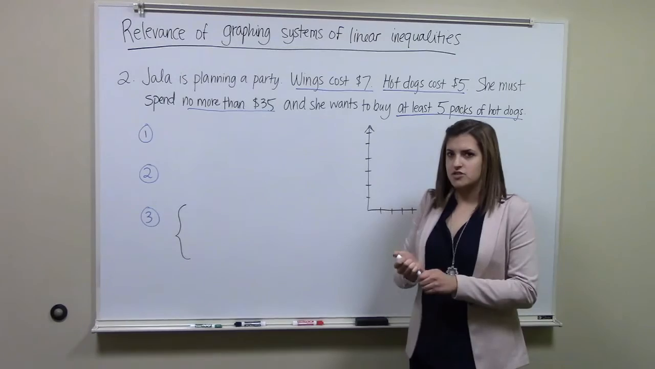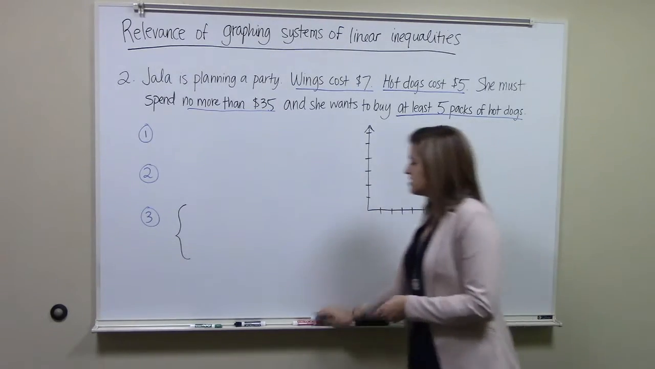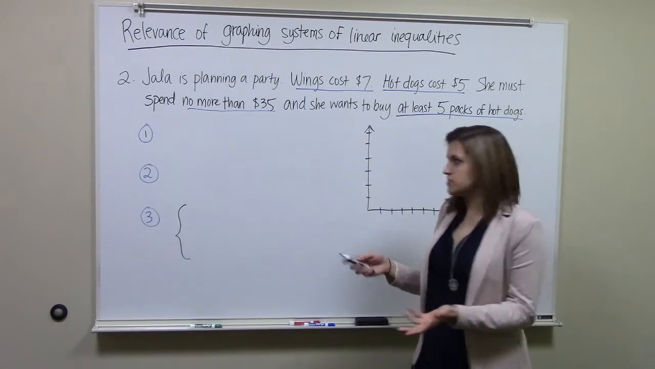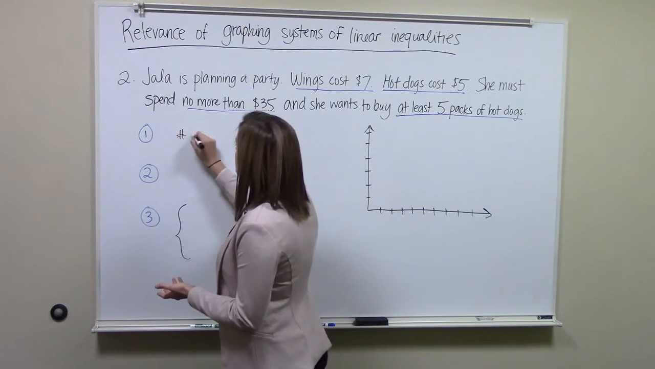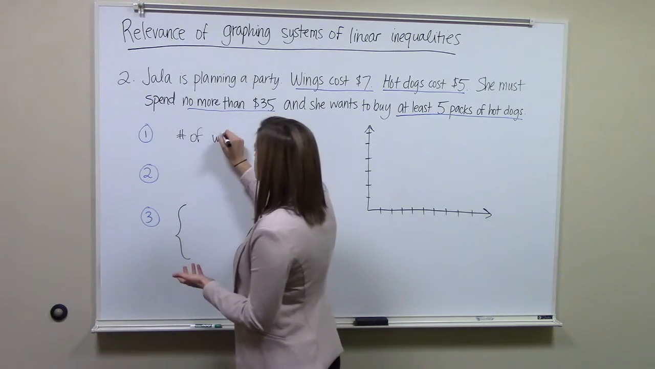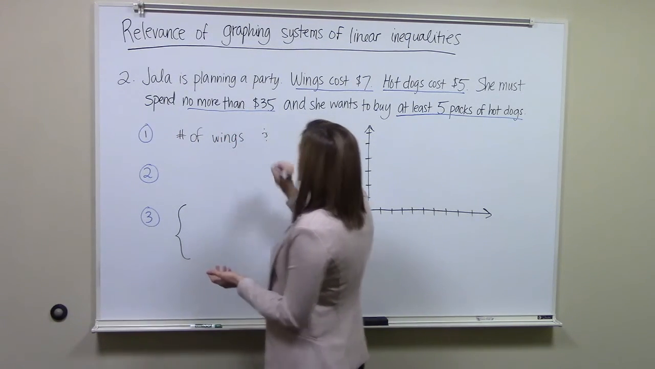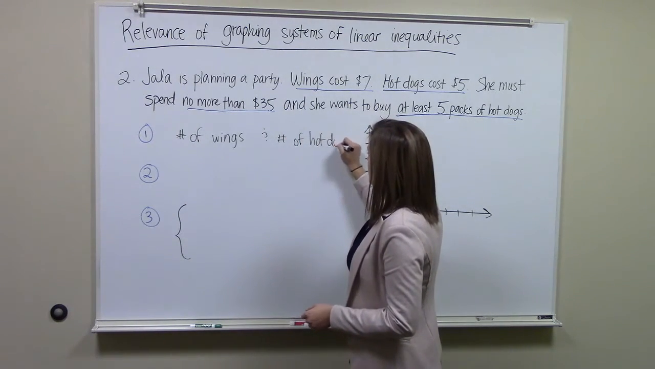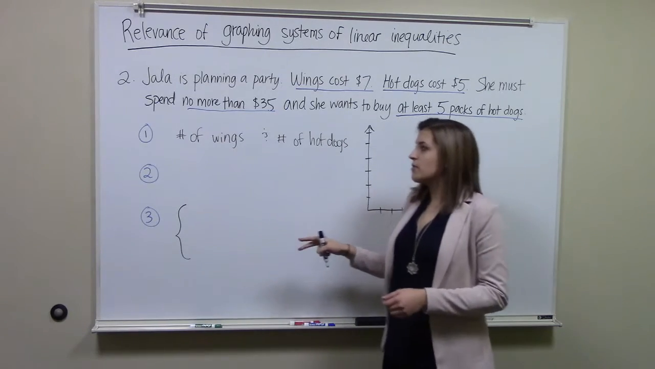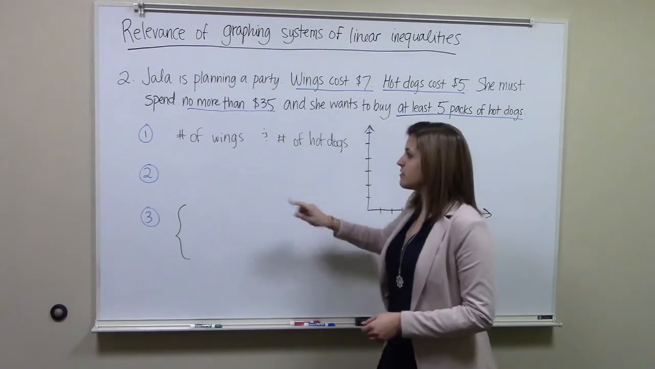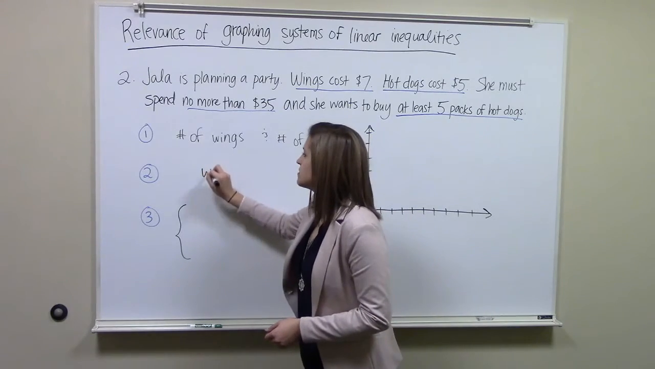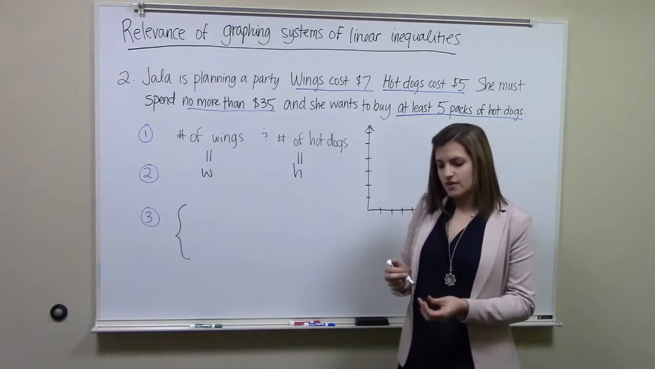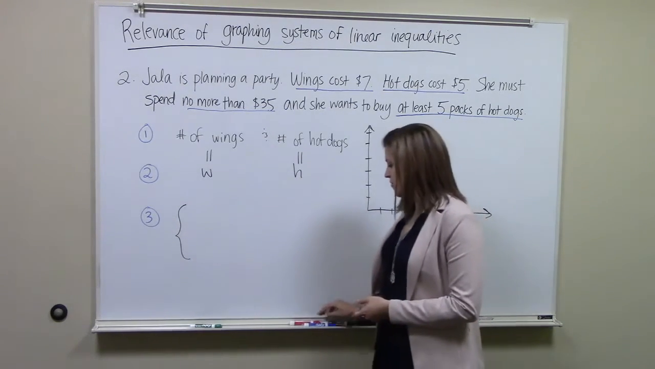All right, so what do we need to know here? Our first step, identifying what we need to know. We need to know how many packs of each she's going to buy for this party. So we need to know the number of packages of wings, I'll say the number of wings, and the number of packages of hot dogs. And as usual, as before, we can use these to define our variables. So our variables are going to be W for the number of wings, and we'll say H for the number of hot dogs.